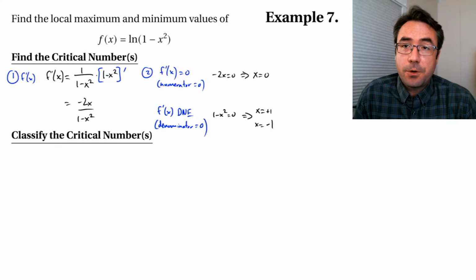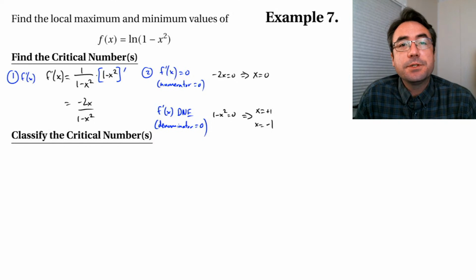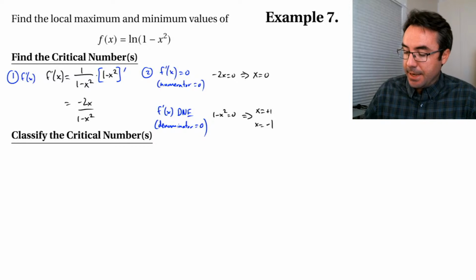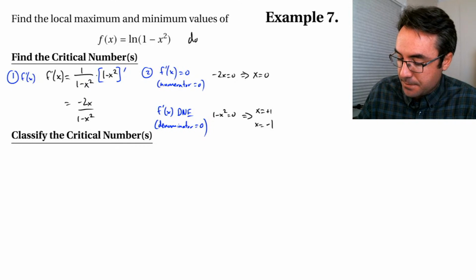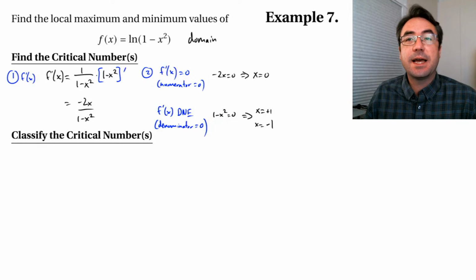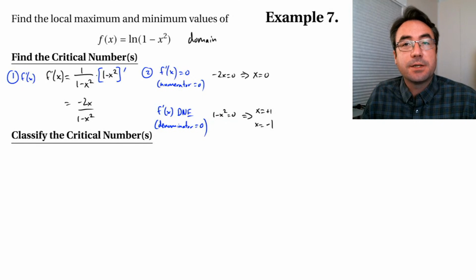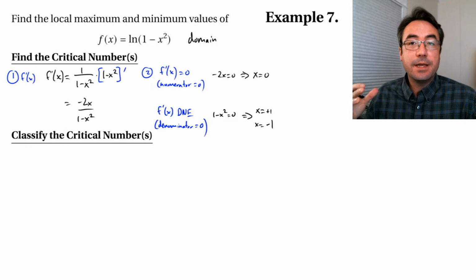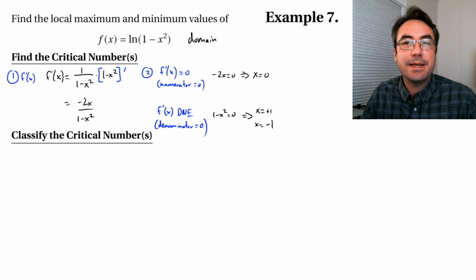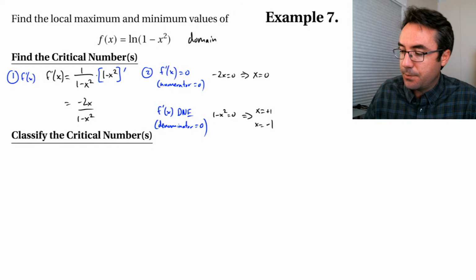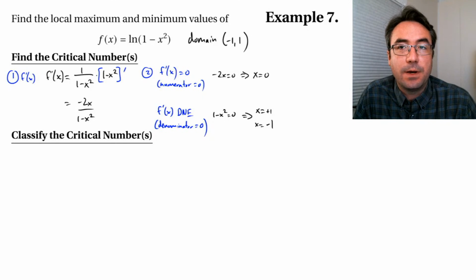So it looks like we might have three critical numbers, but it's important to go back and consider what the domain of your original function is. Here, the function is natural log of 1 minus x squared. Natural log is undefined when the inner term becomes 0 or when the inner term is negative. Our inner function becomes 0 at the endpoints 1 and -1, and it becomes negative for anything larger than 1 or -1. So we end up with our domain being everything in between -1 and +1.